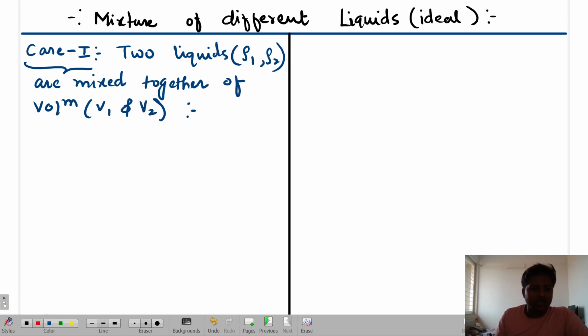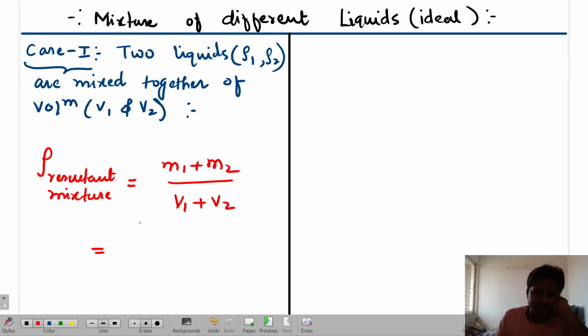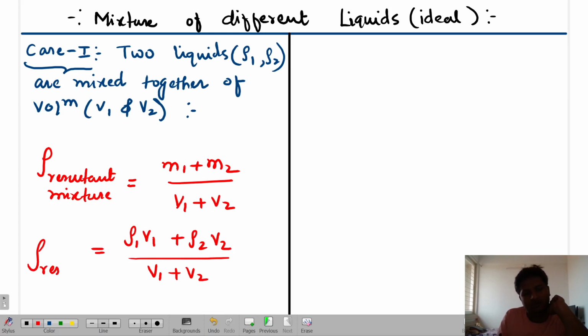So when I mix them, what will happen? The net density of the resultant mixture is basically simple. It will be total mass by total volume, isn't it? Since mass is not known to us, I can write this in terms of density: rho 1 V1 plus rho 2 V2 divided by V1 plus V2, and this is my density of the resultant mixture. Are you able to get me or not?